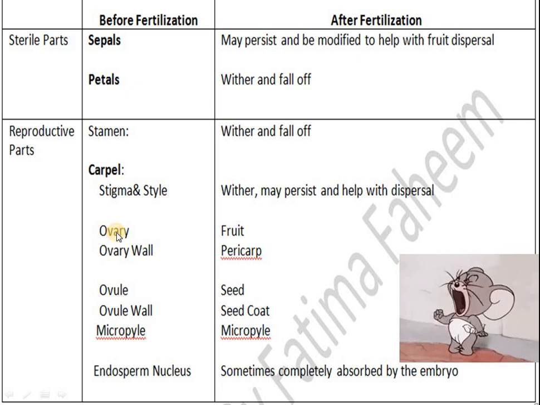Ovary, like I told you in the previous slide, will be turned to fruit. Ovary wall will be changed to the pericarp. Ovule will become seed. Ovule wall or integuments will be changed to seed coat, which is also called testa. Micropyle will remain micropyle, while the endosperm tissue or endosperm nucleus will sometimes be completely absorbed or consumed by the young embryo to grow into an adult plant and absorb those nutrients. The endosperm nucleus is completely taken up by the growing embryo.